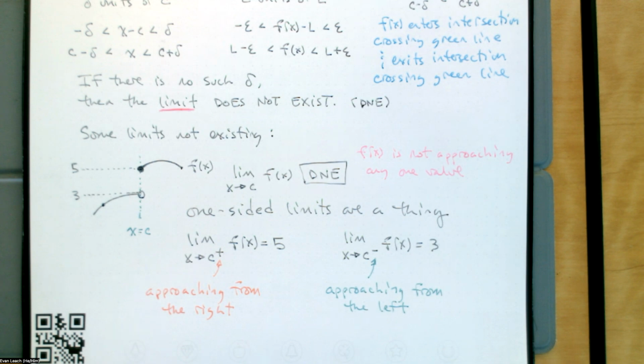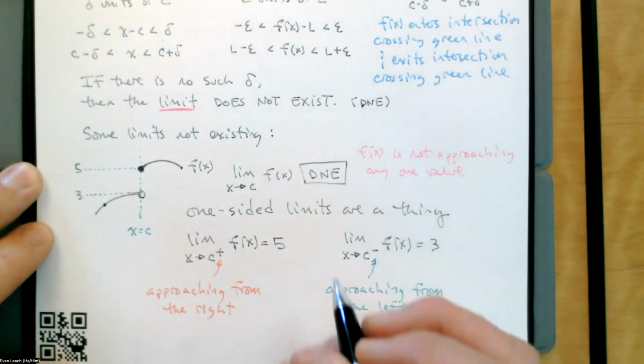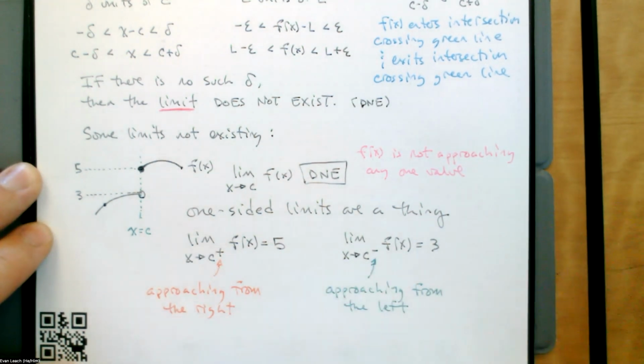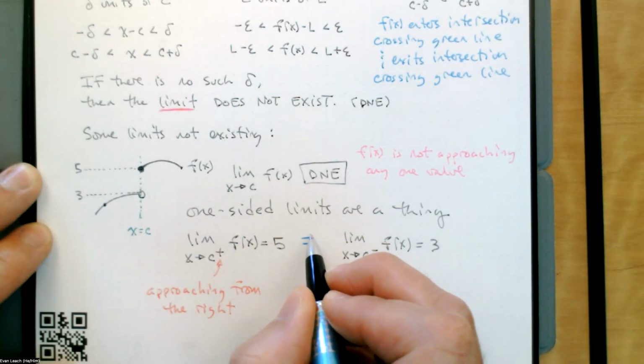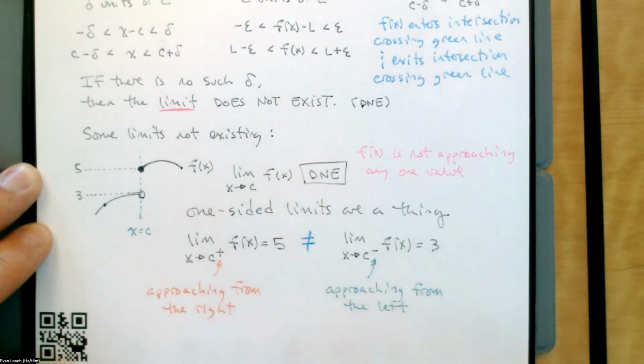Any questions? So because these are not equal, that's why the two-sided limit doesn't exist.